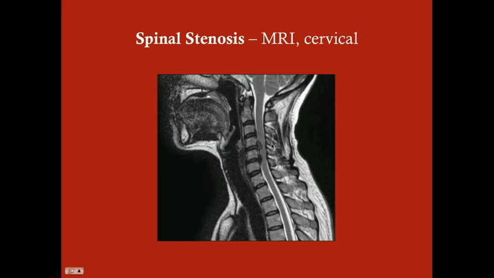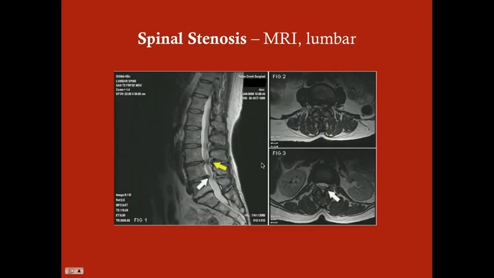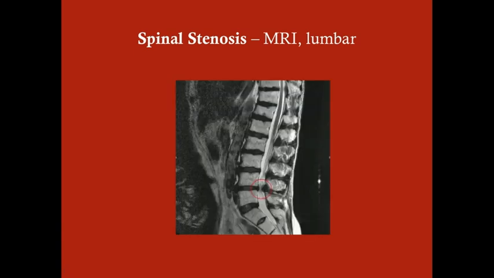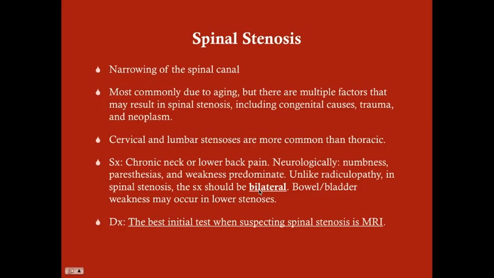So here is a cervical spinal stenosis, and all you have to do is look at the image. Here's your spinal cord, and you should have these nice parallel lines, like down here. Here's your impingement, right here. Here's another one. This is lumbar, and then here's another one. So like I said, the best test is MRI.